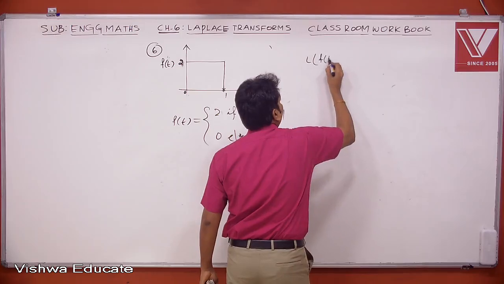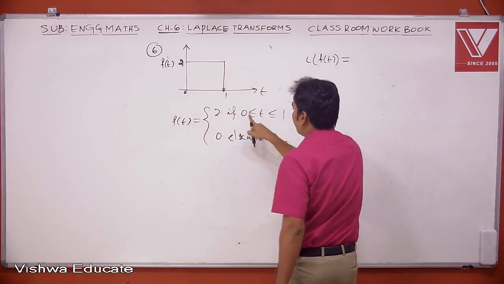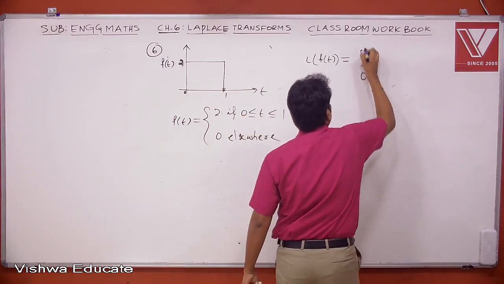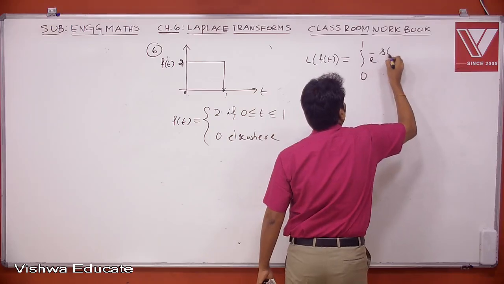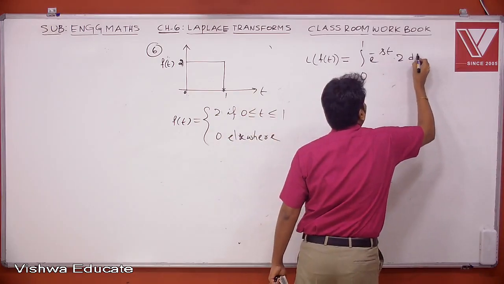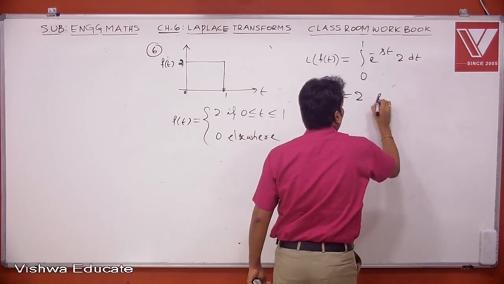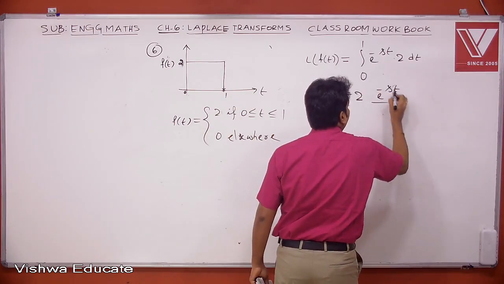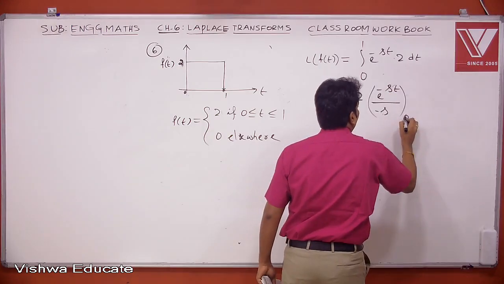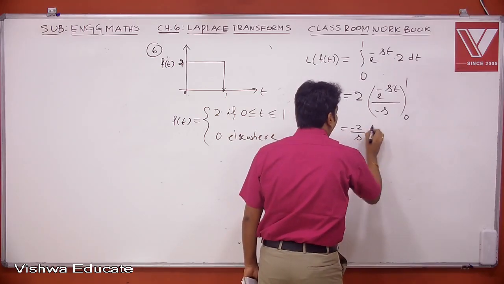So here Laplace transform of f of t is, you can apply integral 0 to infinity, but here t limits are ranging from 0 to 1 only. You consider only 0 to 1. So 0 to 1 e power minus st into f of t, which is 2, dt. So 2 is a constant, you can take outside. Integral e power minus st by minus s, limits are from 0 to 1. So therefore this is minus 2 by s.